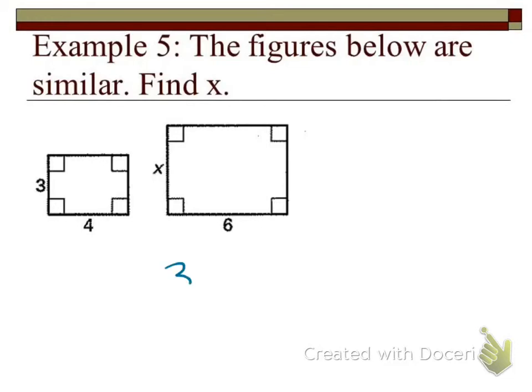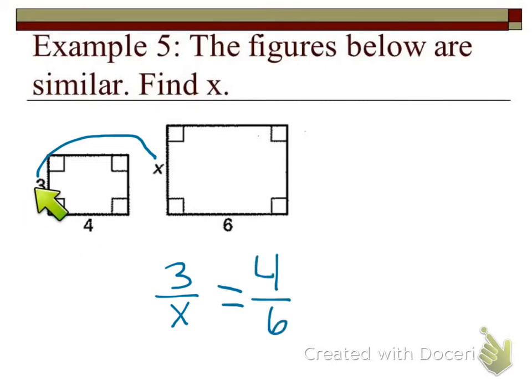Three over x, good. So these two line up, so that's our first ratio. That's going to equal what? If you started with the smaller one, you need to start with the smaller one again. So which number needs to be on the top? 4 over 6. That's a common mistake I see. People do like 3 over x equals 6 over 4. If you're starting with the smaller figure on the top, you need to make sure the smaller figure is on the top for all your ratios.